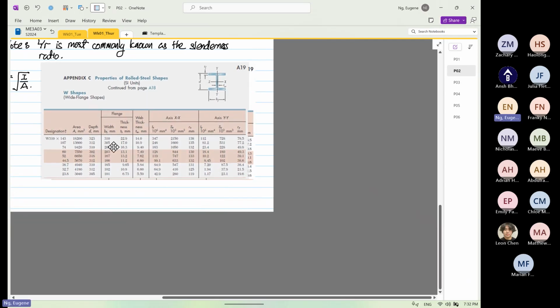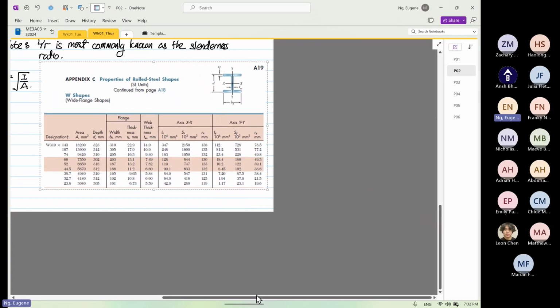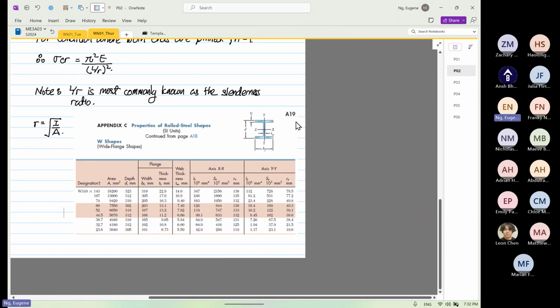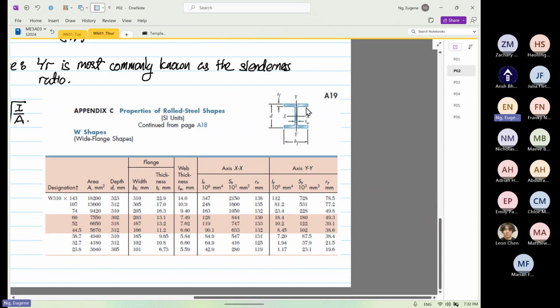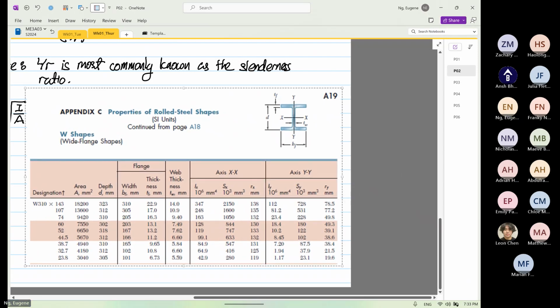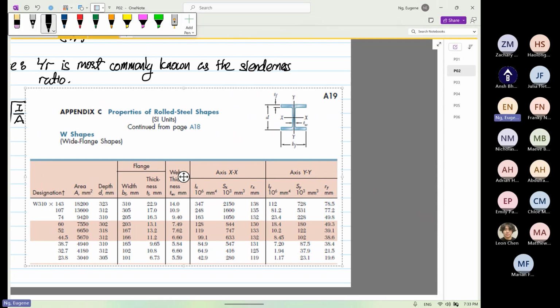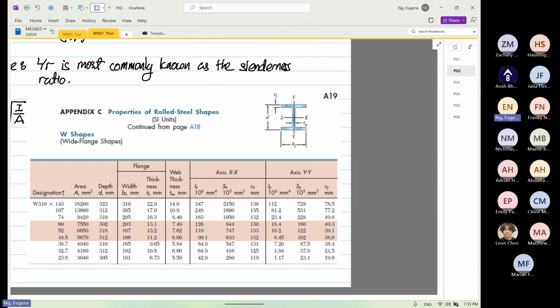So this is the table that you can find in your textbook. It's on page A19, and this is an I-beam cross section, and these are the types of beam that industry has. Over here is a table. A means cross sectional area, D is depth. One thing I want you all to take note of: this part of the structure is known as a flange, and this part of the structure is known as the web. So get to know them now.